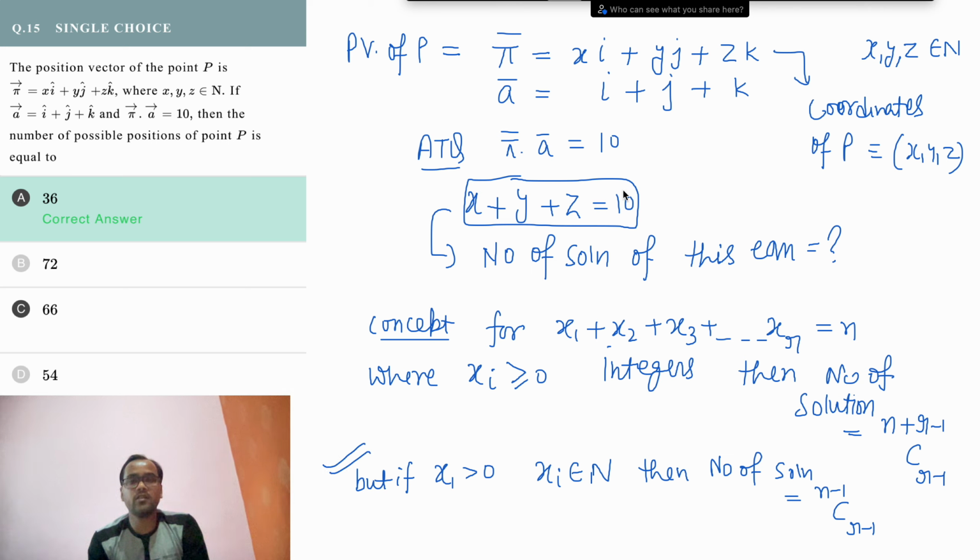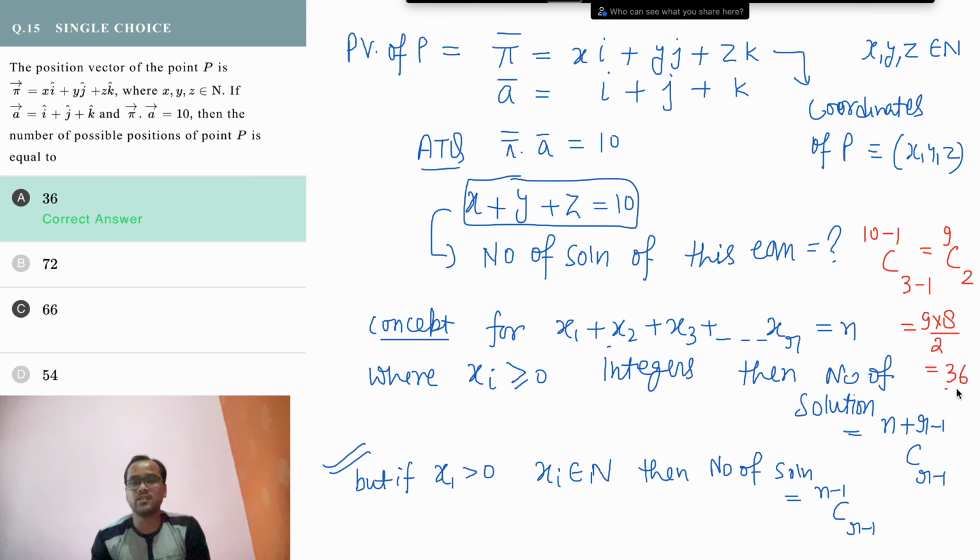So what is n here? 10. What is r here? 3, because x, y, z, 3 variables are there. So the number of solutions will be n minus 1 c r minus 1. That means 10 minus 1 c 3 minus 1. So the answer will be 9c2. 9c2 is 9 into 8 upon 2 factorial, which comes out to be 36. So the answer for this question will be 36. Option A is the right answer.